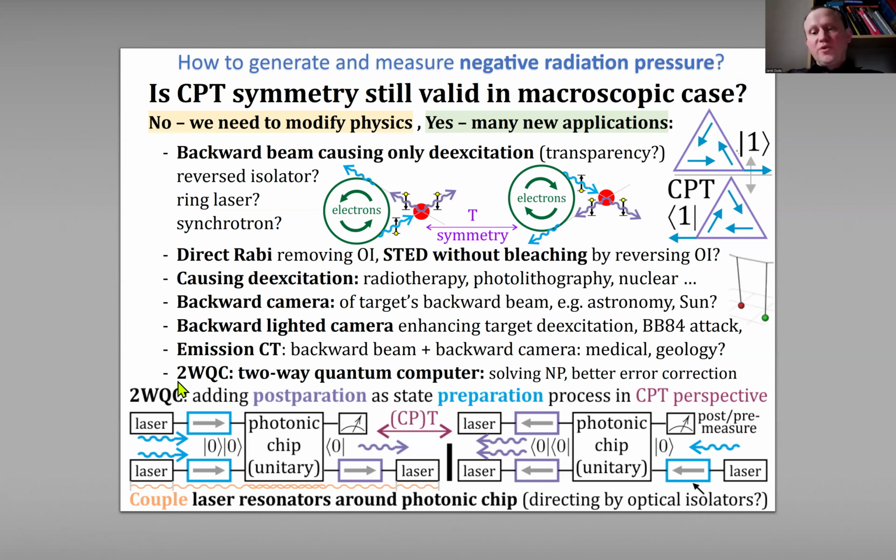And finally, two-way quantum computers. In theory they should be possible, let's say with positive radiation pressure and negative radiation pressure to control the flow. And if so, they are much more powerful than standard quantum computers. Okay, thank you for the attention.